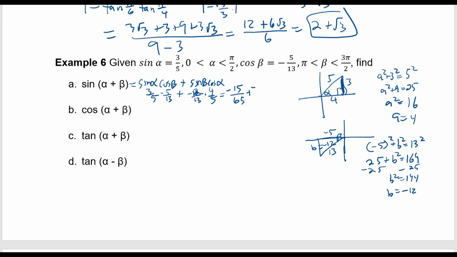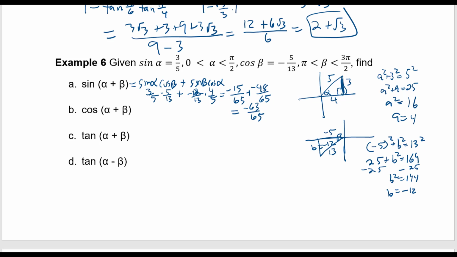Negative 48. And that's going to end up being negative 15 and negative 48. Is that negative 63? Wow, that got close to 1, didn't it? Okay, we'll try the cosine one now.